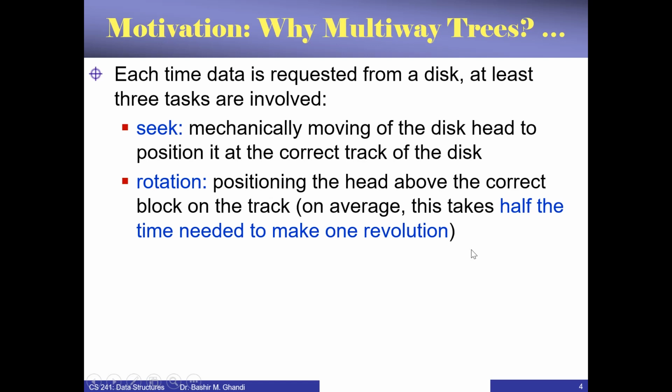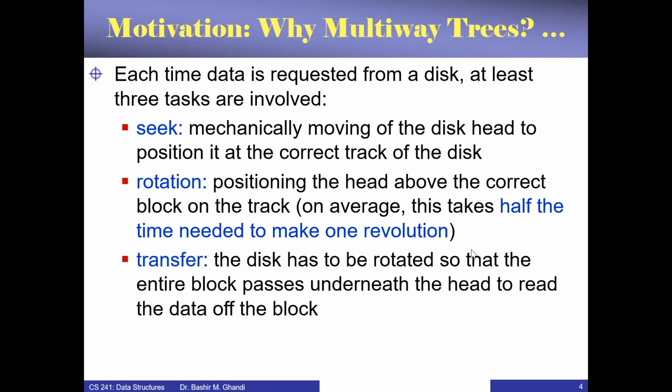So we have located the track, we have located the actual block containing the data, but we still need to read the data. So we have the last component, which is called transfer time. Transfer time is the actual time it takes the disk to be rotated so that the entire block passes underneath the head in order to actually read the data or to write the data.